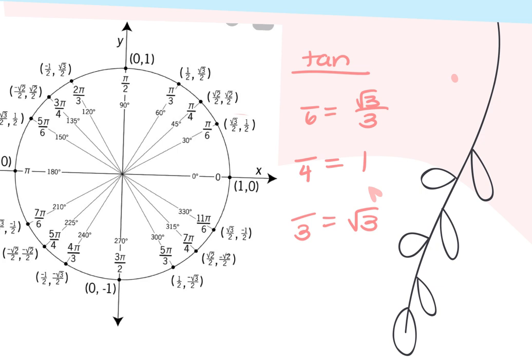Obviously, your sign changes as you move around the unit circle, but the value of tangent will be one of those. Or if it's a quadrant angle, it will be 0 or undefined as you move around your quadrants.